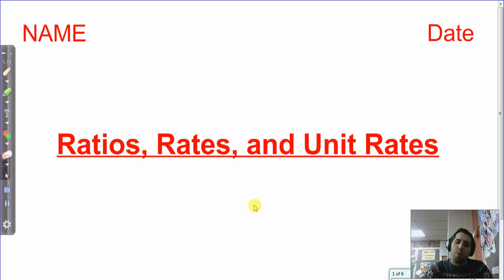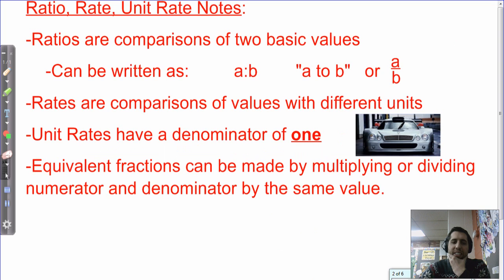Hey. Today we're talking about ratios, rates, and unit rates. So we talked about this a little bit last year. We're going to get back into it and make sure everything comes back to us and spruce up our skills again. So put your name, date, and this big title at the top, and let's check out the notes that you also need to include. These are ratio, rate, and unit rate notes.